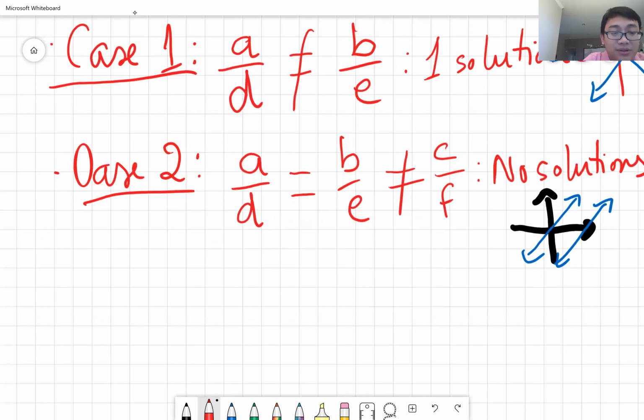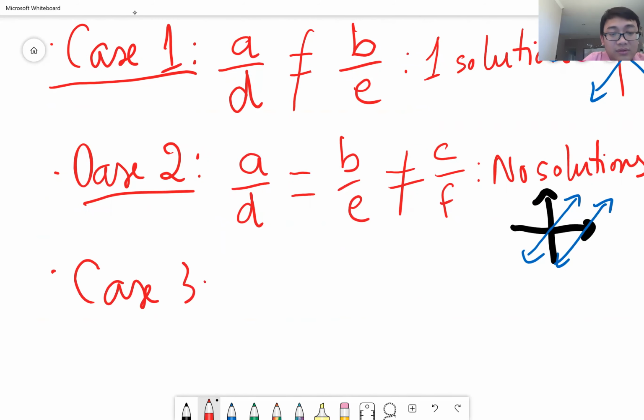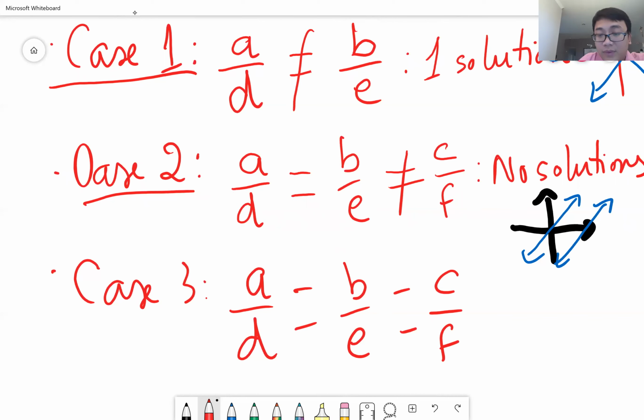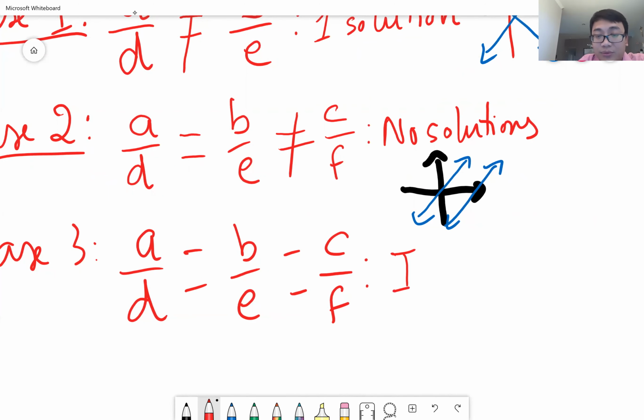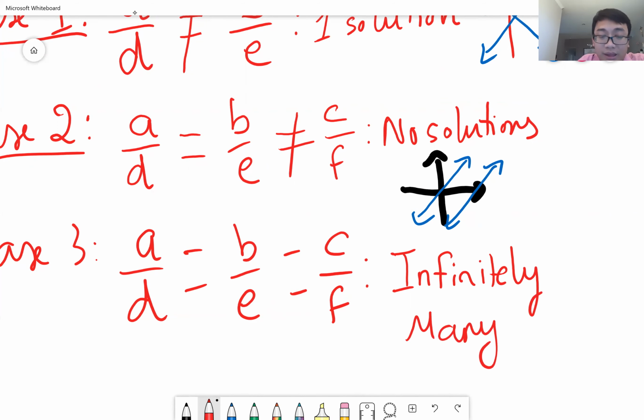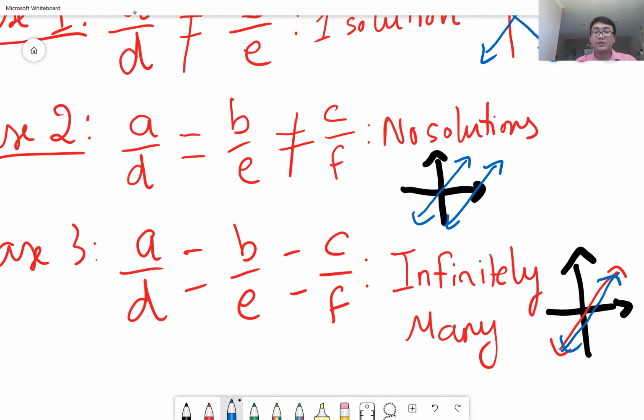And then we have case number 3. That's when all 3 ratios are the same. That means the slopes are the same and the y-intercepts are the same as well. So what does that mean? Remember, I showed you the first 3 cases at the beginning. So this is infinitely many solutions. And the graph looks like this: the 2 lines are actually overlapping each other, like so. Those are the 3 cases.